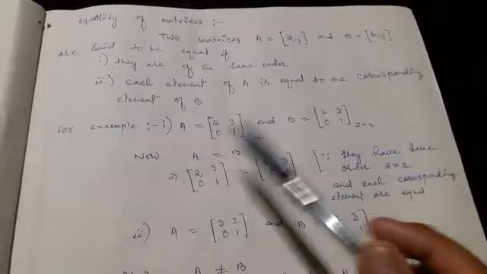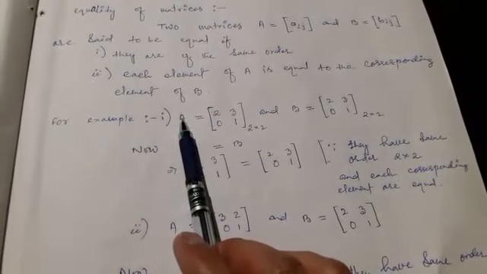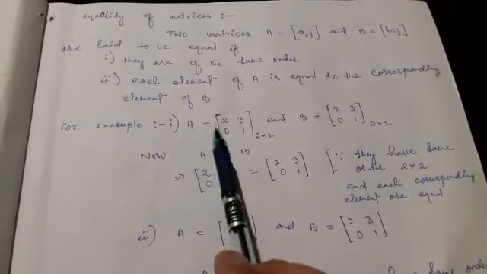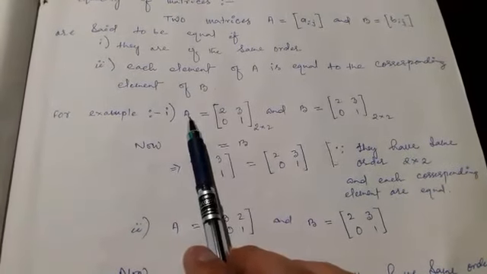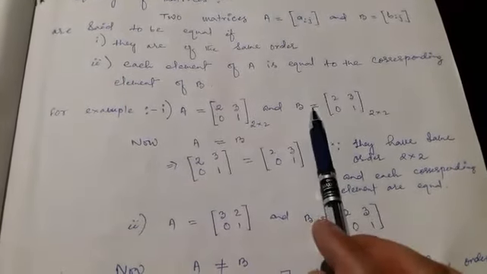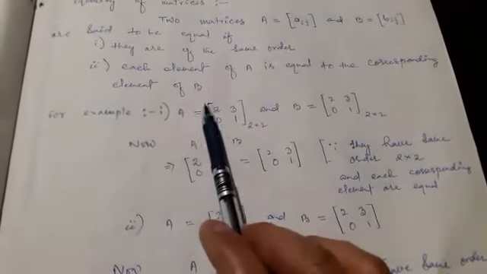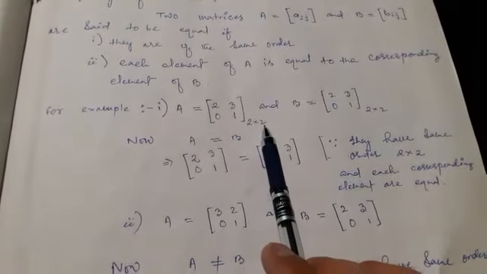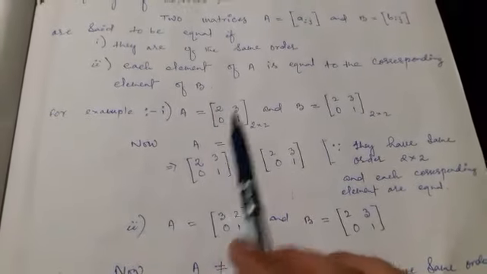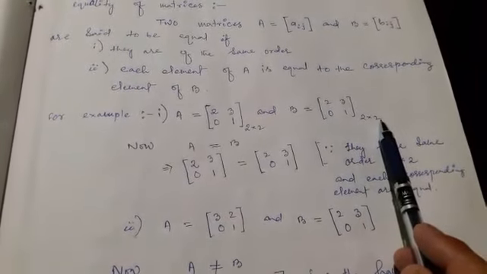To understand this, I am taking 2 examples here. The first example, let us take 2 matrices, A matrix and B matrix with order 2 by 2. Here also 2 by 2. That means how many rows are there? 2 rows. The first is row, second is column. 2 rows and 2 columns. Here also 2 rows and 2 columns. Order is 2 by 2.